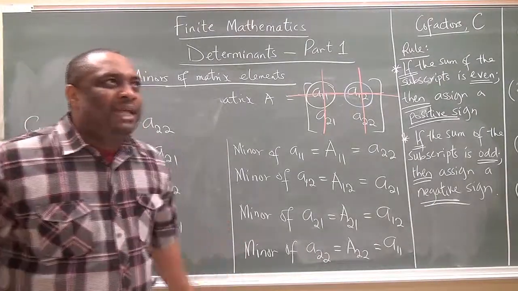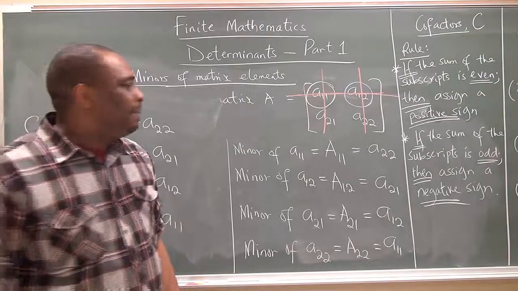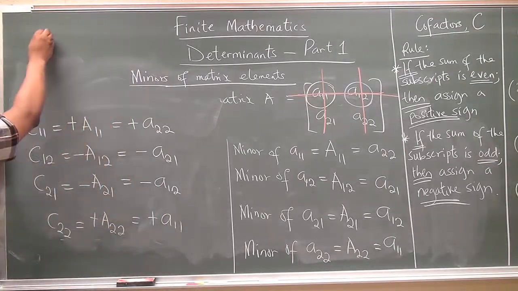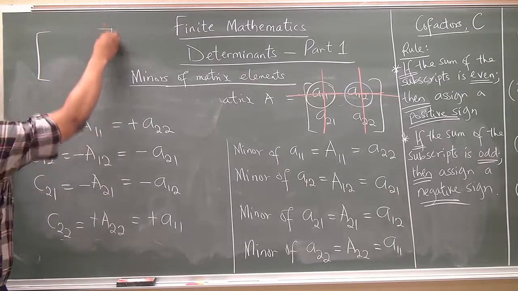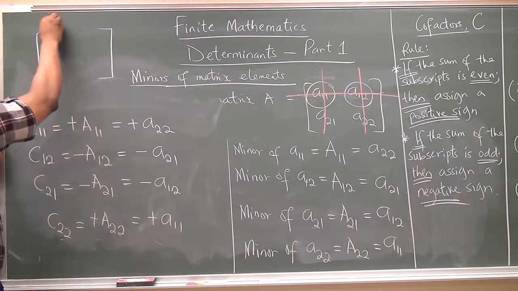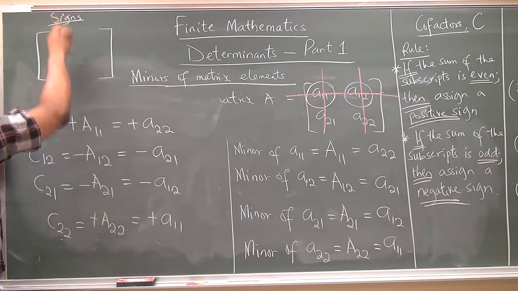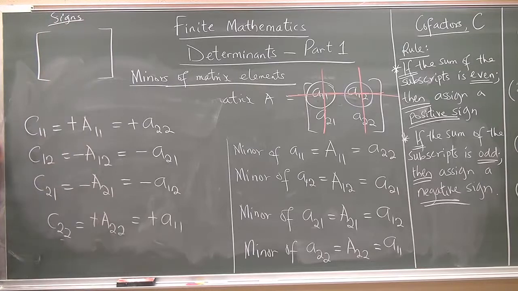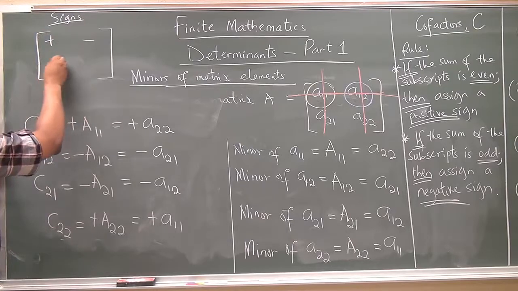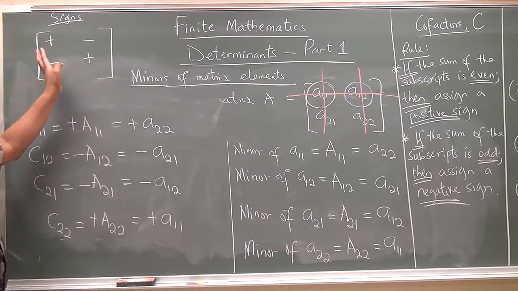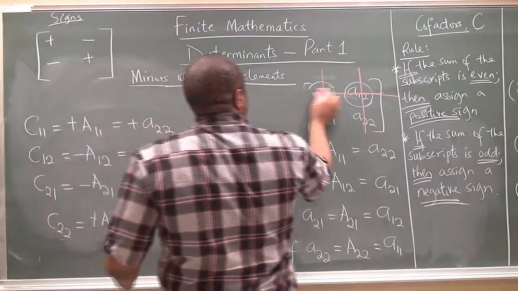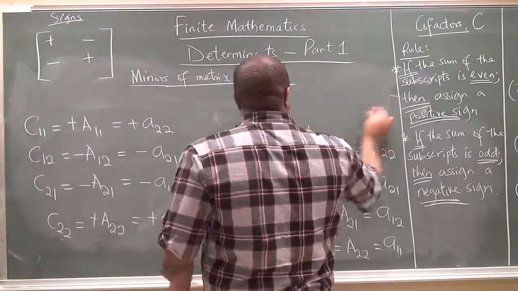Now, some textbooks make this seem easier. With this, of course, you kind of know that if you were to put just the signs in the sign form, okay, you will notice that this will be plus, this will be minus, this will be minus, and this will be plus. You notice it like this, okay?